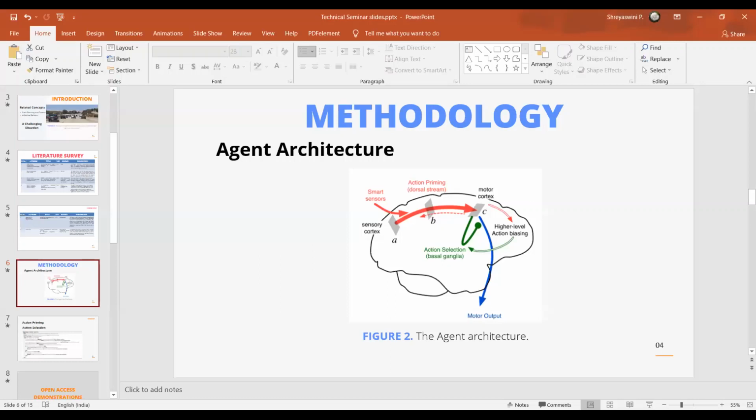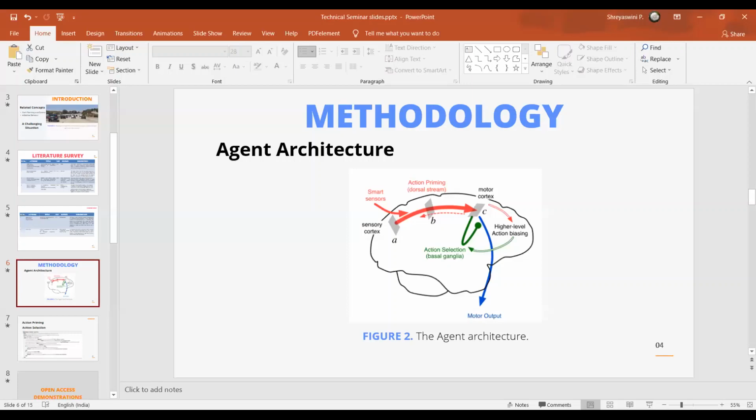See here, whatever the methodology you have shown. Hello. Yes, sir. Can you tell me what A, B, and C are here? A is, as mentioned there, sensory cortex. B is dorsal stream, and C is nothing but motor cortex.